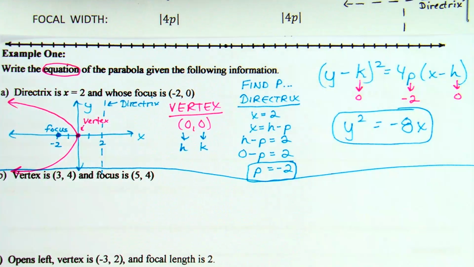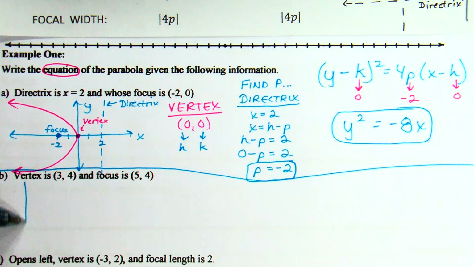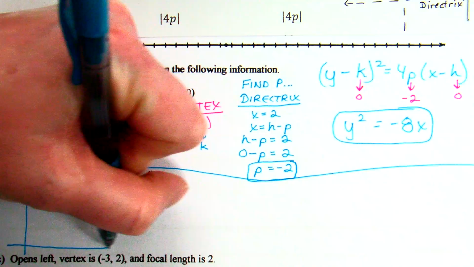Okay, vertex is (3, 4), and focus is (5, 4). Again, honestly, you could do this without drawing a picture. I'm going to suggest we draw a picture to start because I think that ties it in together. So let's see, (3, 4), (5, 4). I'm just going to draw a picture here, and I'm just going to do the first quadrant because I really don't need more than the first quadrant.